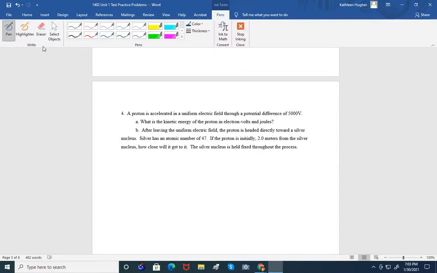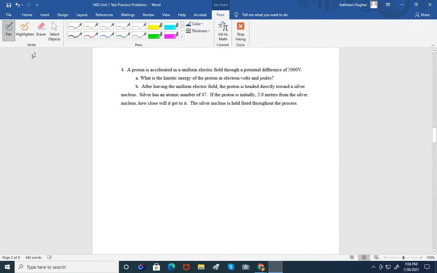All right, so let's look at the solutions to the rest of those test practice problems. Problem 4 says a proton is accelerated in a uniform electric field through a potential difference of 5,000 volts. What is the kinetic energy of the proton in electron volts and in joules? I should have made it clear that this proton is beginning from rest. I wanted you to use the work energy theorem.